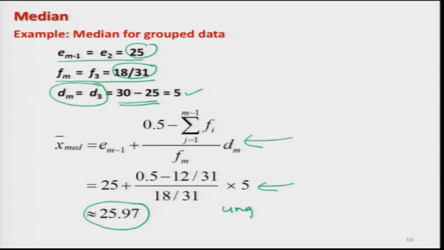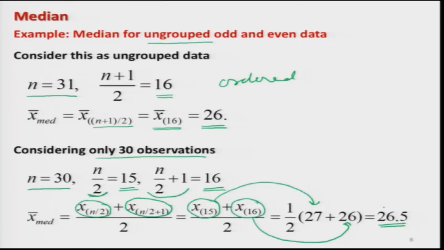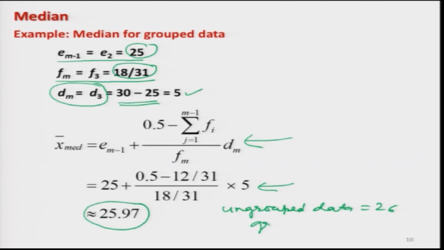For the ungrouped data, you may recall that this value was coming out to be 26, and for the grouped data this is coming out to be 25.97.